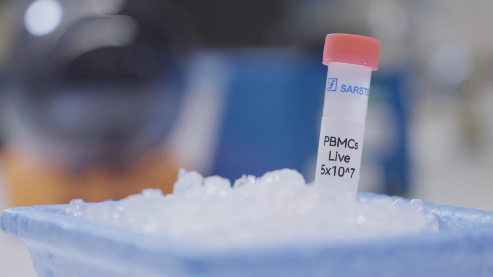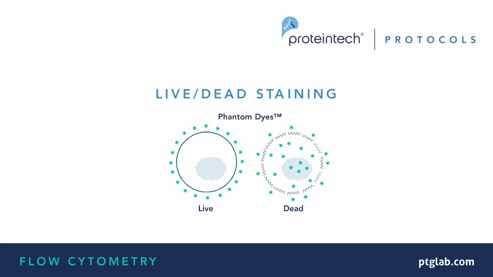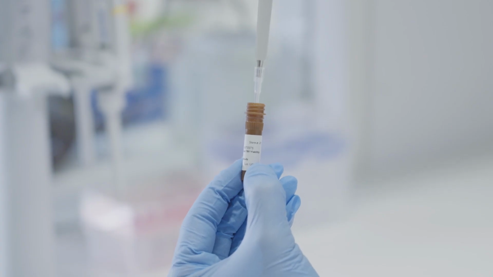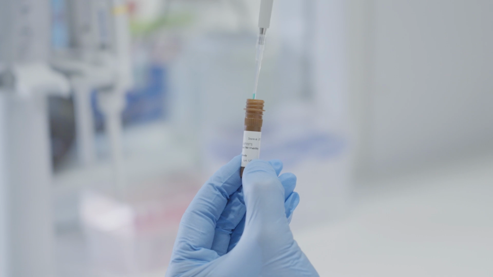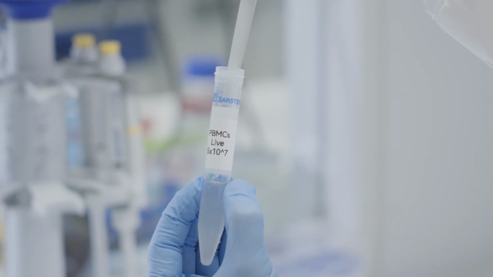Cells need to be in a single cell suspension at approximately 1 to 10 million cells per milliliter. Dead cells increase background through autofluorescence and nonspecific antibody binding. Include a viability dye to measure cell viability and exclude dead cells from downstream analysis.